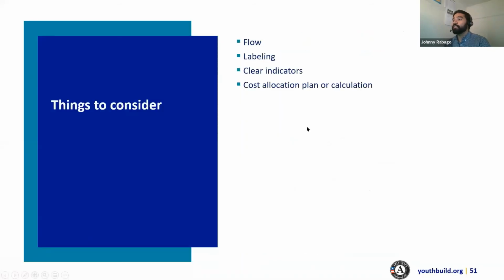A couple of things to consider once you get the file. You'll notice that the flow is very clear: it goes from the checklist to the expense and match report, the FSR, and then the backup documentation. Everything's clearly labeled. There's a cost allocation plan and a calculation. Thank you, Anastasia.